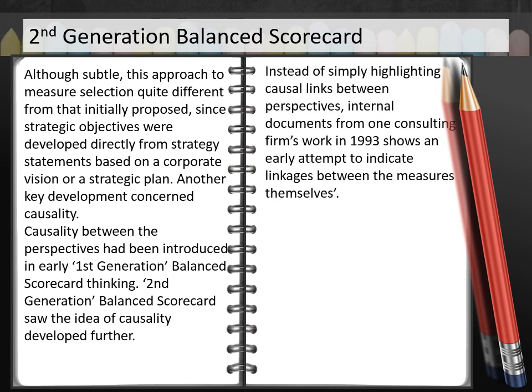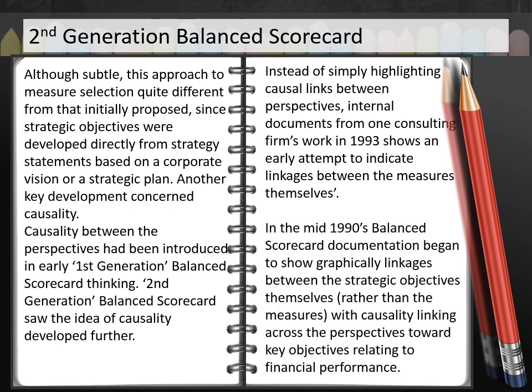Instead of simply highlighting causal links between perspectives, internal documents from one consulting firm's work in 1993 show an early attempt to indicate linkage between the measures themselves. In the mid-1990s, BSE documentation began to show graphically linkages between the strategic objectives themselves rather than the measures, with causality linking across the perspectives towards key objectives relating to financial performance.